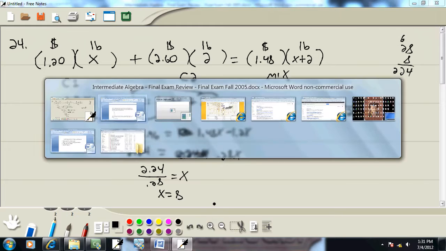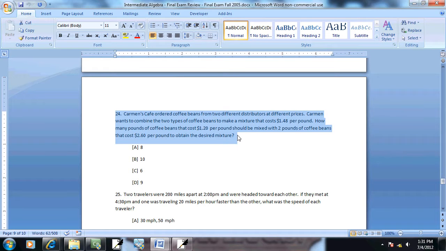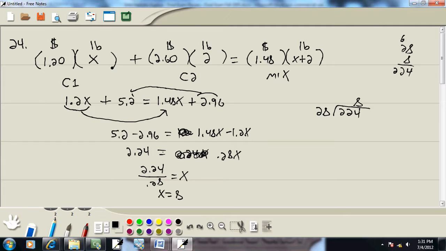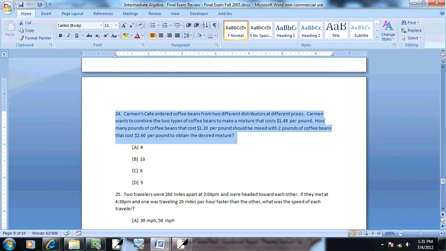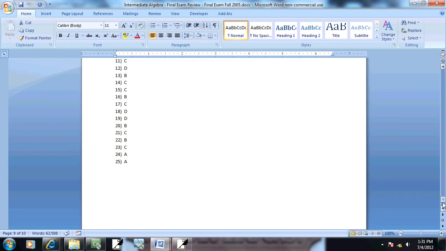Now let's see what they were actually asking for. How many pounds of coffee beans cost $1.20? So they're actually asking what the x is. So the answer would be 8, which is A. And let me double check my answer of that. 24A. Yep.